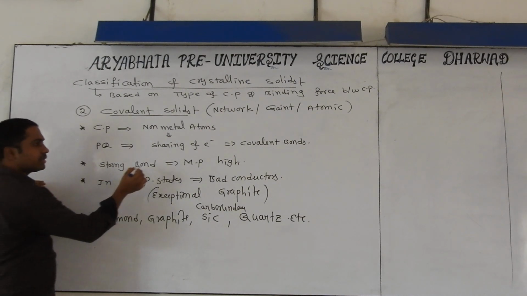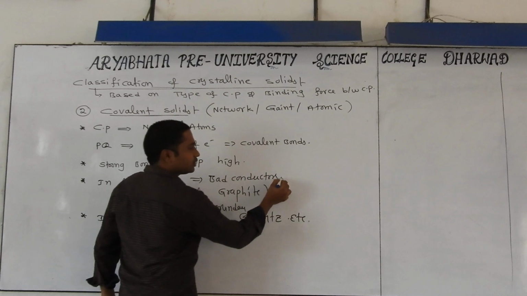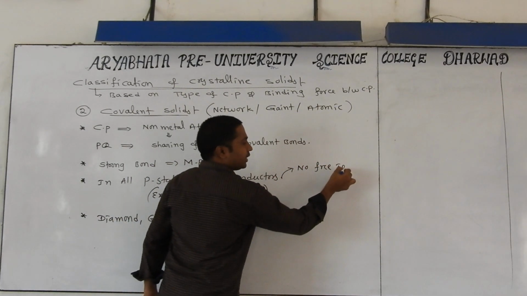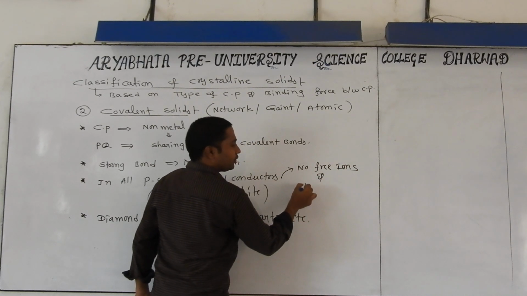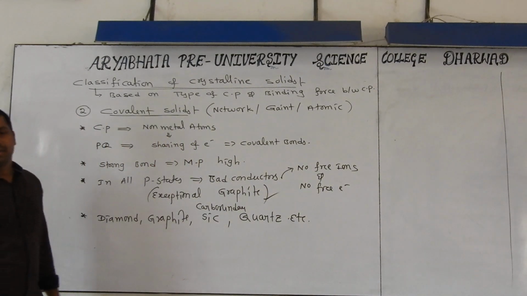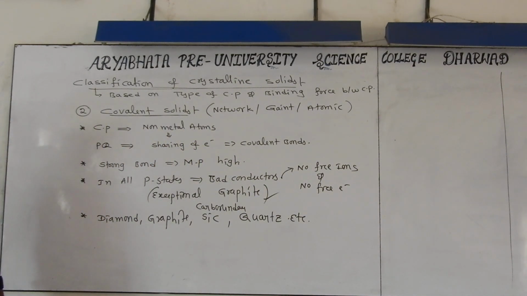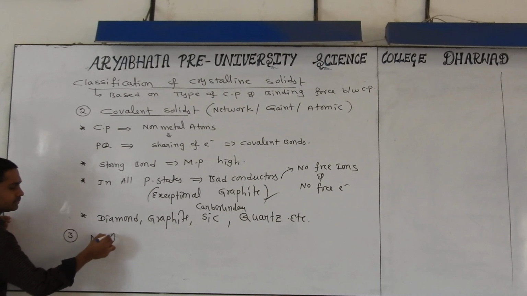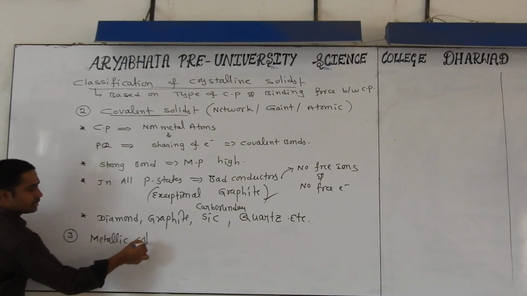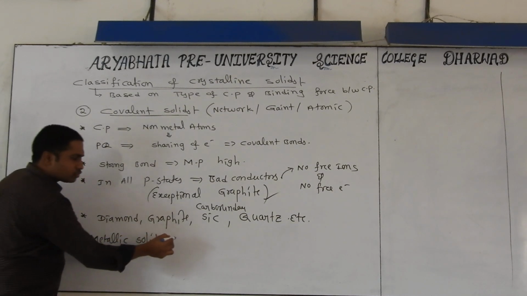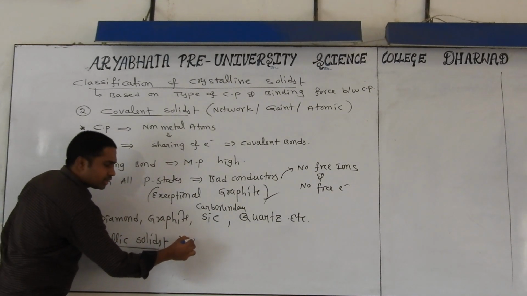Why are these acting as bad conductors? Because there are no free ions and no free electrons, except in graphite. It is an important thing we have to remember, all of you observe carefully. And we have to see the third category, which is metallic solids. In metallic solids, what are the constituent particles?